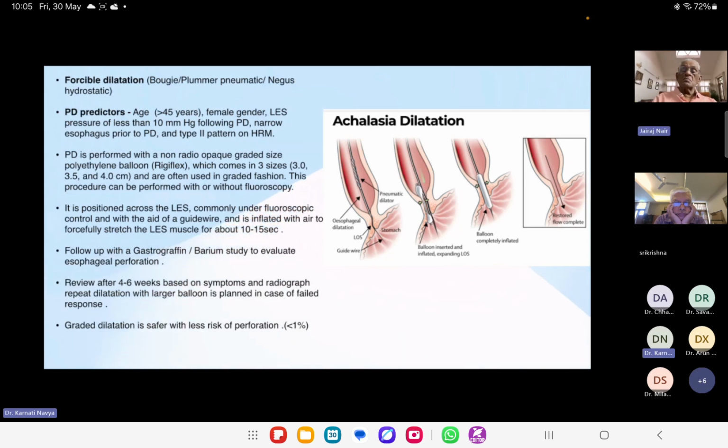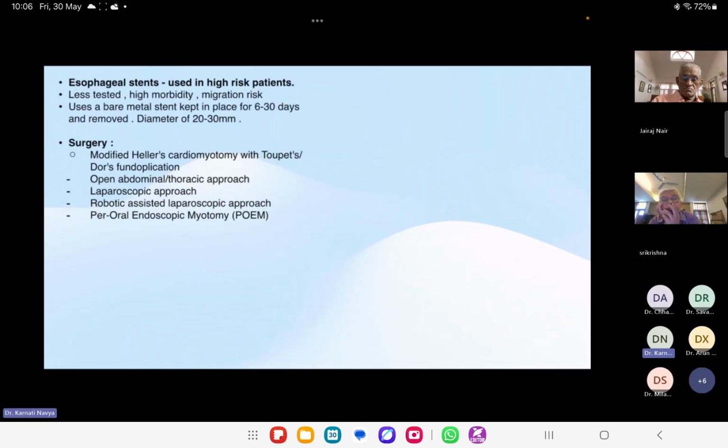Then this should generally be followed up with a gastrografin or a barium study to evaluate for any esophageal perforation. And it should be reviewed after 4 to 6 weeks based on symptoms and radiograph. Repeat dilatation with a larger balloon is performed in case of a failed response. And usually graded dilatation is safer, with a lesser risk of perforation of less than 1%.